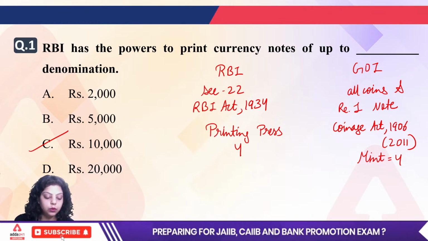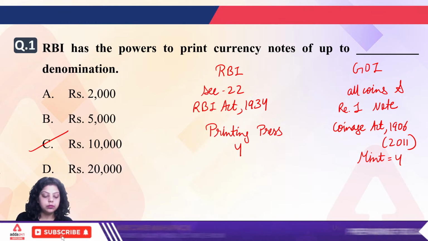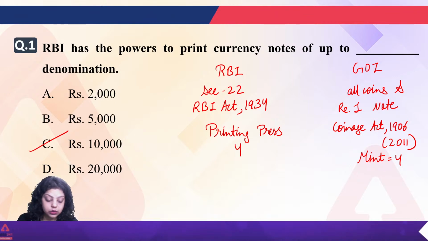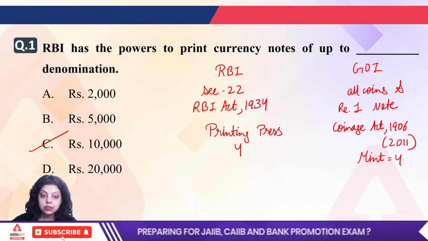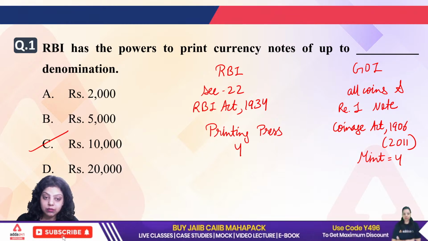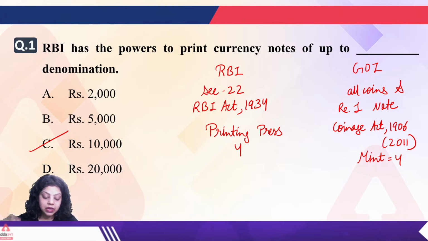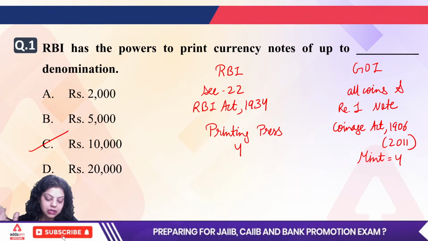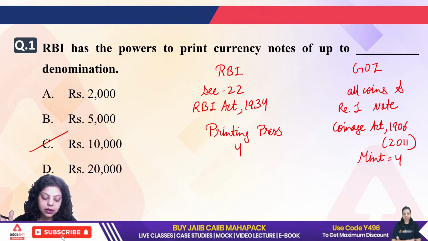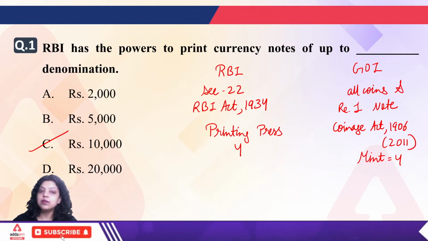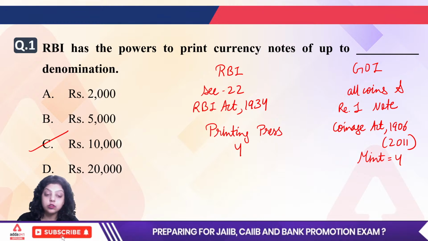Printing presses are 4, mints are also 4. First of all, Nasik, Dewas, Mysore and Salboni are the 4 places where printing presses are located. And the 4 mints are at Mumbai, Kolkata, Hyderabad and Noida. So these are the 4 presses and 4 mints in India where the currency notes and the coins are printed.